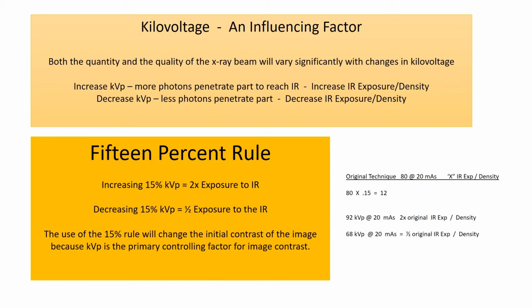Let's take a look at this example here. If we had an original technique of 80 at 20, let's say that gave us X amount of IR exposure or density. If I use the 15% rule and I take that 80 and multiply it by 0.15, or 15% of 80, I end up with the number 12. If I took that original 80 and added 12, and kept the mAs the same, I would end up doubling, or getting 2 times the original IR exposure or density. If I went back to the original number of 80 and subtracted the 12 to get 68 and left the mAs still at 20, I'd get 1/2 of the original IR exposure or density.